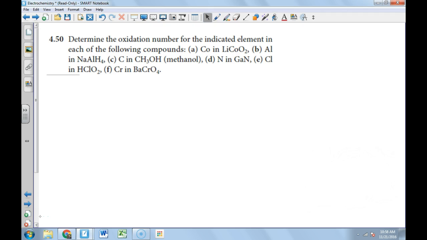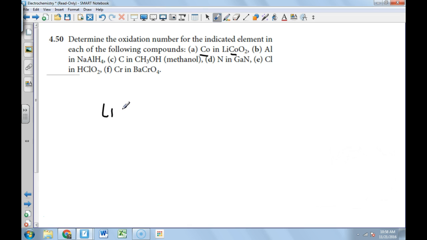Hey, ladies and gentlemen, let's go over 4.50 in Brown LeMay Bursten. That way we can understand how to determine some oxidation states. So we want to know, in this case, what the oxidation state of Co is in this crazy compound.